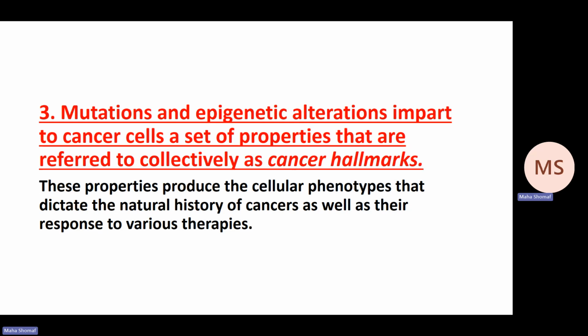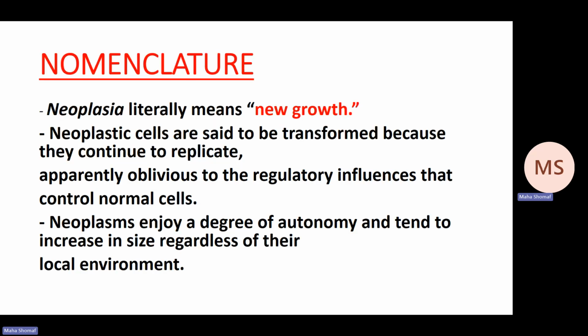These changes are mainly mediated by acquiring mutations in certain groups of genes, as we are going to see. These properties produce cellular phenotypes that dictate the natural history of cancer as well as their response to various therapy. And actually, studying and identifying these mutations are very important in evaluating the patient with cancer and in predicting the effect of therapy in these patients.